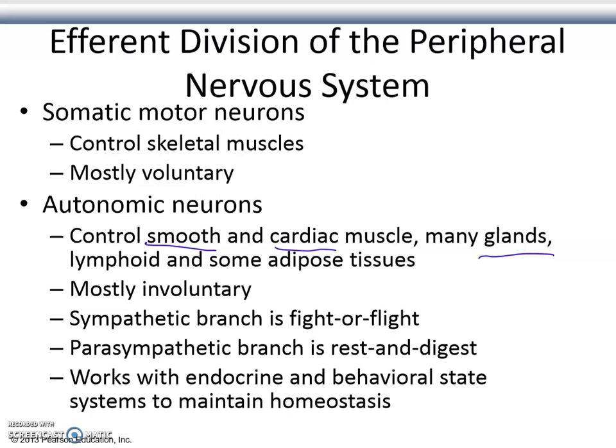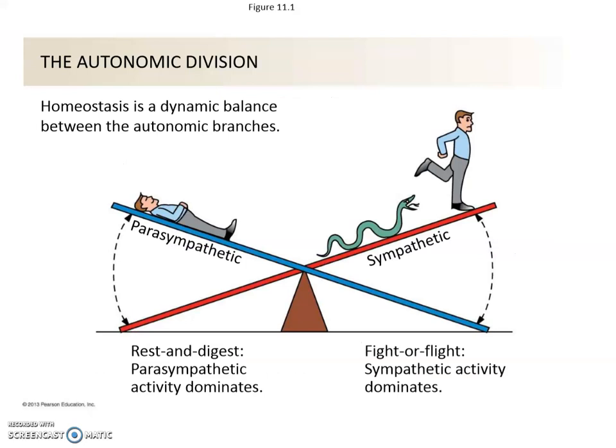The autonomic nervous system is subdivided into the sympathetic and the parasympathetic side. Now, the sympathetic side of the autonomic nervous system is known as the fight and flight response. And the parasympathetic side of the autonomic nervous system would be the rest and digest division. They work together with other endocrine or hormone functions and behavioral states to maintain homeostasis. So this slide here shows you the dynamic balance between the autonomic branches, the sympathetic and the parasympathetic side of the autonomic nervous system.